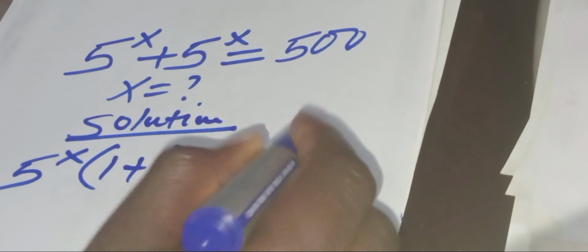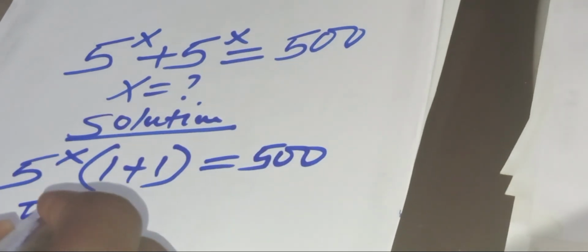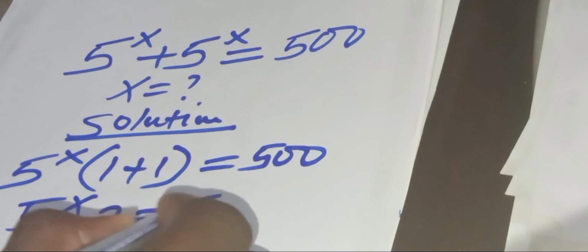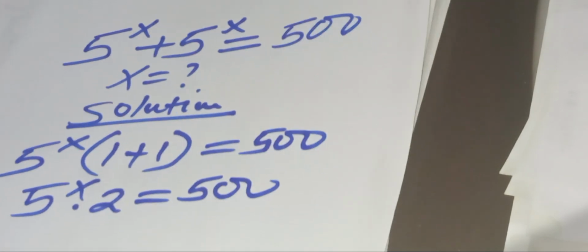We have that 5 to the power x here is common, so we'll have 1 plus 1, this is equal to 500. So now we'll have 5 to the power x multiplied by 2, this is equal to 500. So let's divide both sides by 2, so that 5 to the power x is equal to 250. Now, to solve for the value of x from here, we introduce the natural logarithm on both sides. We'll have log 5 to the power x is equal to log 250.